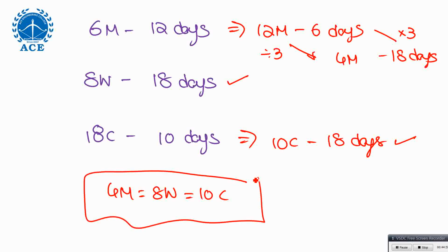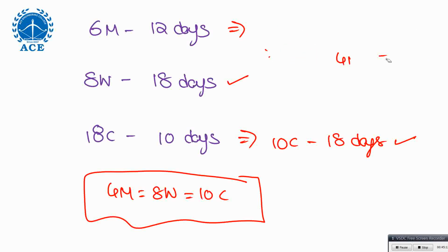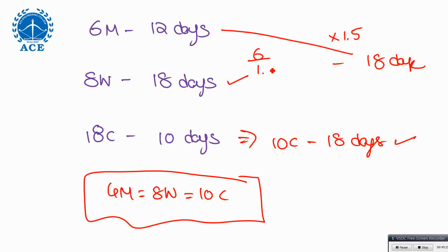You see the relationship here. I maintained 18, 18, 18, 18 days, timing fixed. 8 women, 18 days; 10 children, 18 days. Sir, how did you get this 18? Maybe if you feel this is lengthy, I'll give another way. I fixed this as 18 days, so I have to multiply by 1.5. Multiply by 1.5, this is 18. Then the number of people should be divided by 1.5: 6 by 1.5 is 4. That's also fine. Any way you can go ahead.